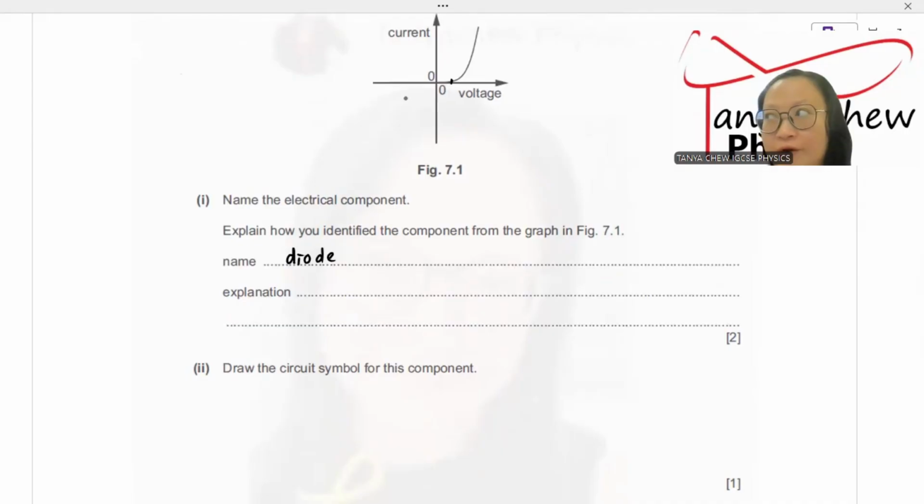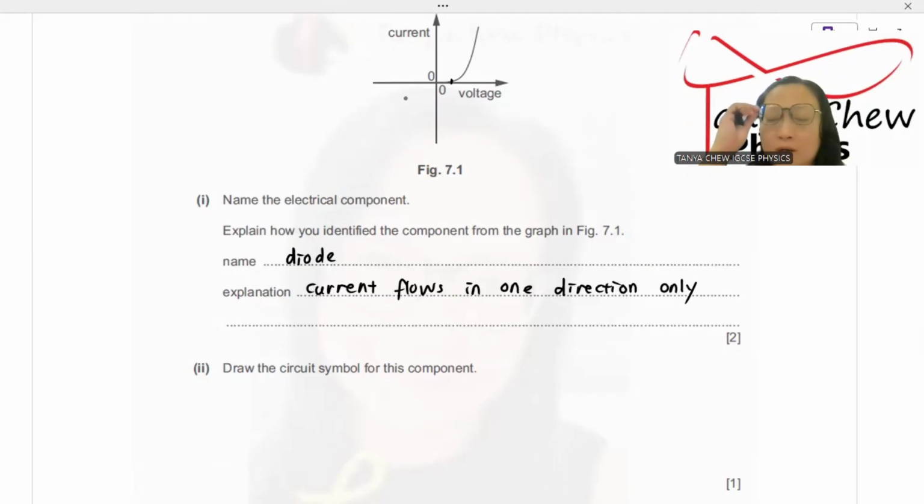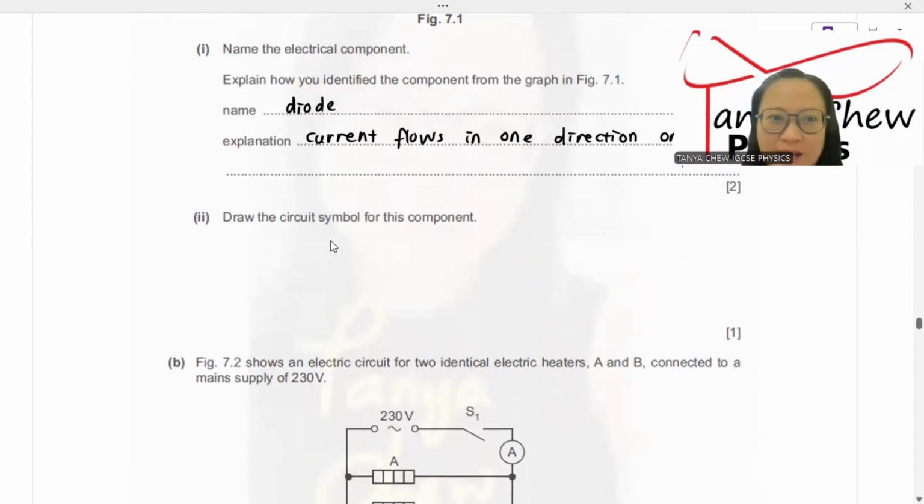There are two types of diode, silicon and germanium. So explanation, it is because current flows in one direction only. Remember, the function of a diode is that it will only allow the current to flow in one direction. And draw the circuit symbol for this component: a triangle with a block here to block the current from flowing. So the current can only flow from left to right. If the current wants to flow from right to left, this block right here will block the current from flowing.